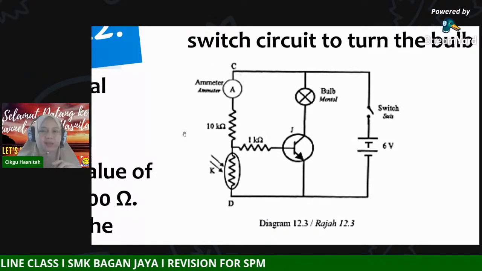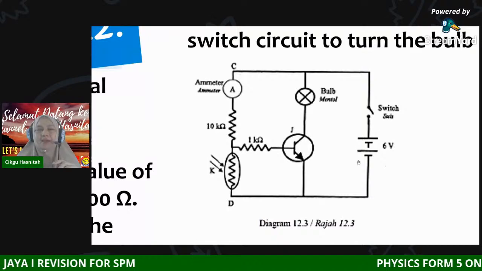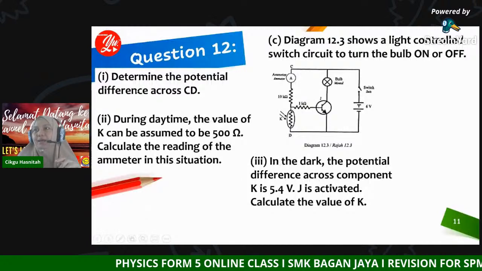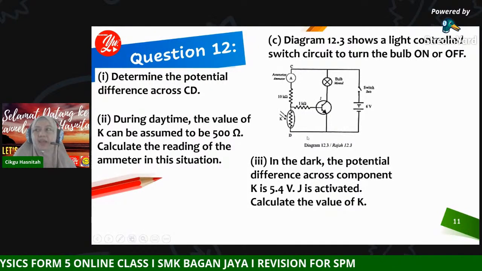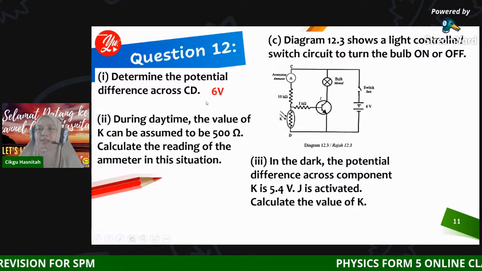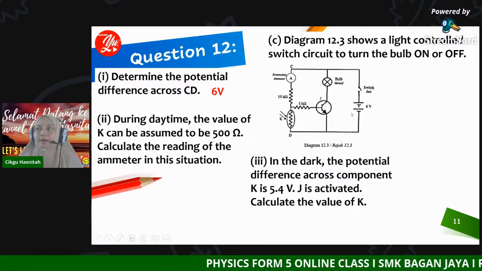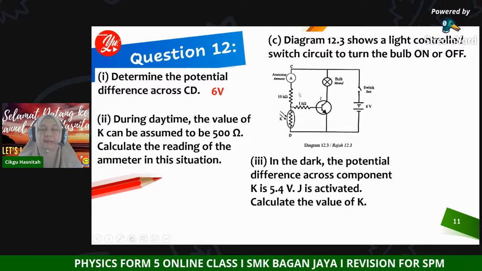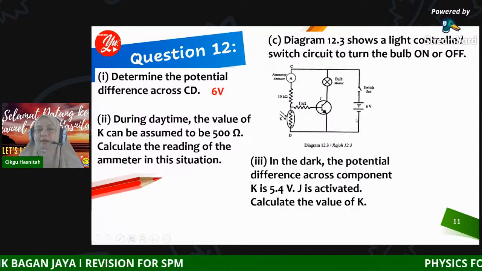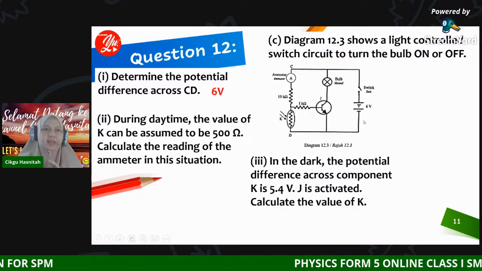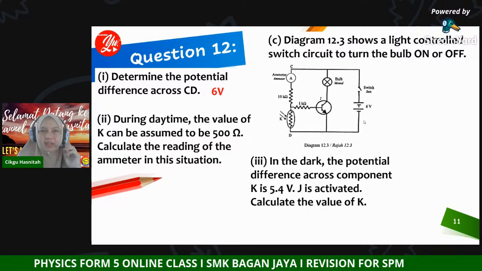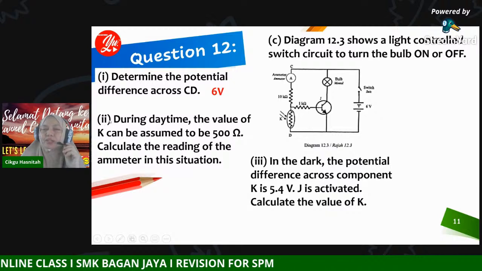It should be equal to the supply voltage. Okay, it should be equal to the supply voltage. Means the potential difference is, yes, it is 6 volt. Potential difference for CD is 6 volt. Why the same? Because it is parallel. Okay, this junction CD is parallel to the voltage supply. So it has the same amount of potential difference, which is 6 volt. Okay, class?